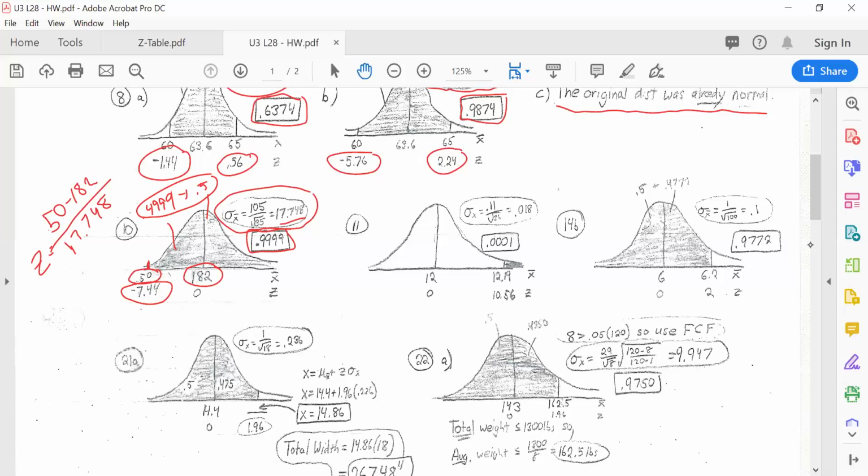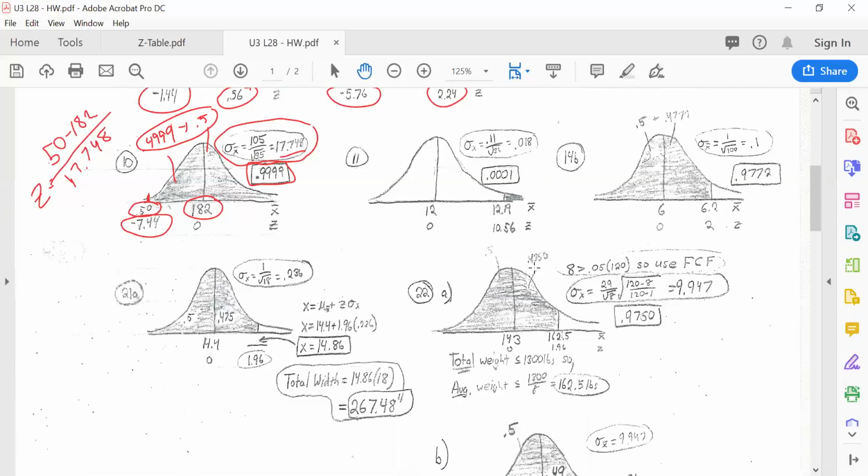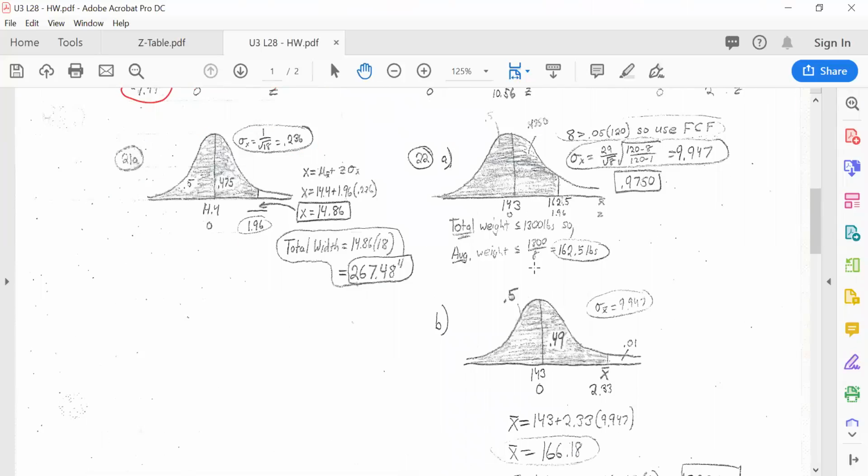All right. 11, same thing, way off the charts. 14B, way off the charts. If you have questions with those, please email me personally. Let me get to 21 and 22 to finish up this homework right here, because this might be where you had your issue. 21A, let me get to the book.